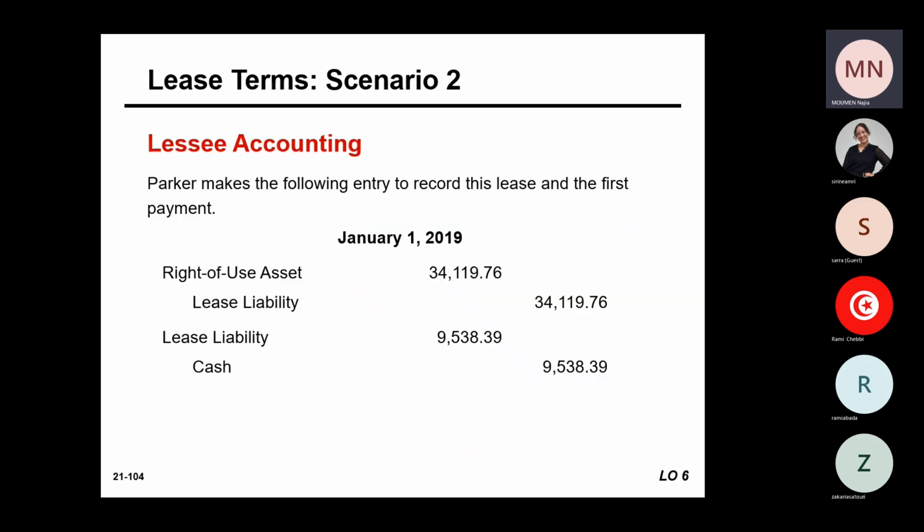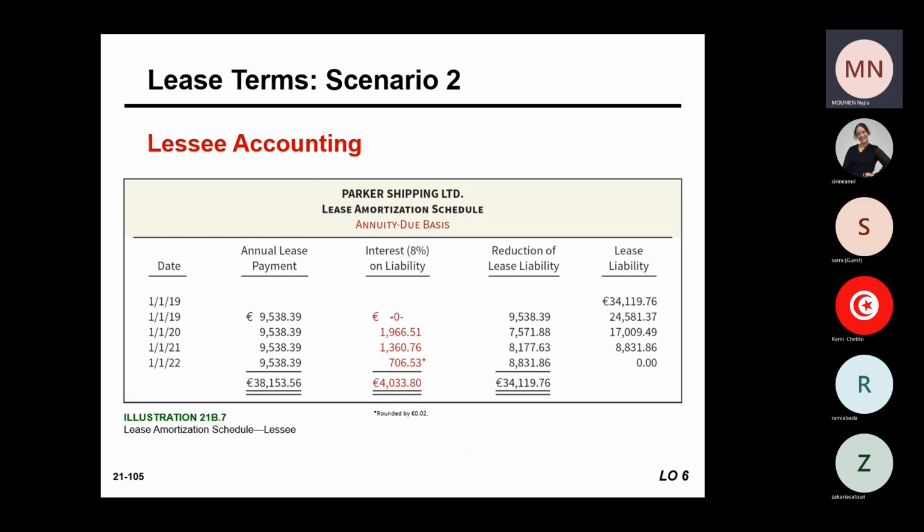That's from the lessor perspective. But for the lessee perspective, we continue recognizing the right-of-use asset and crediting the lease liability for this 34,119. That's also the first payment. There is nothing different except the amount, because here we are considering an unguaranteed residual value of 80,000, as it is provided.